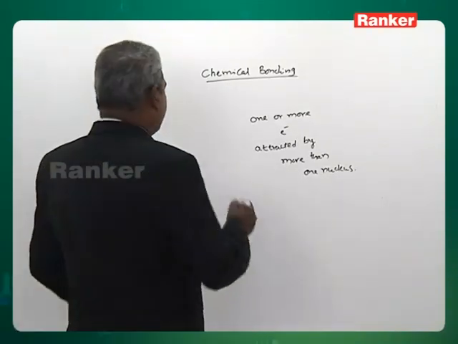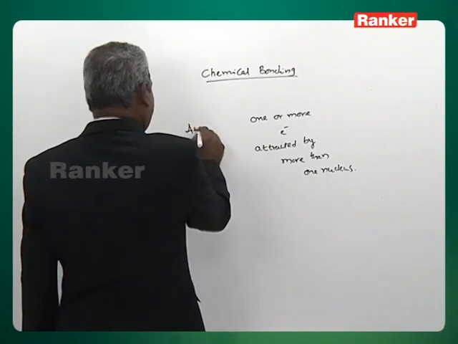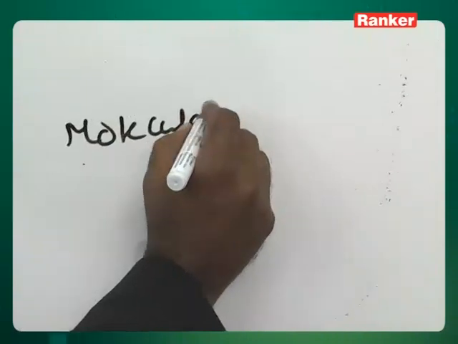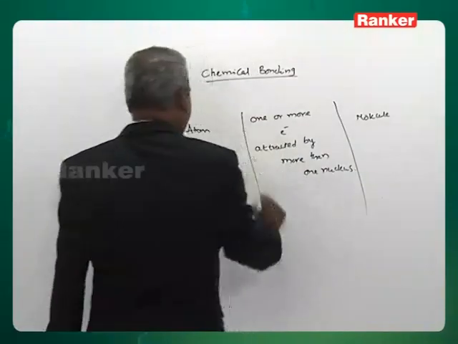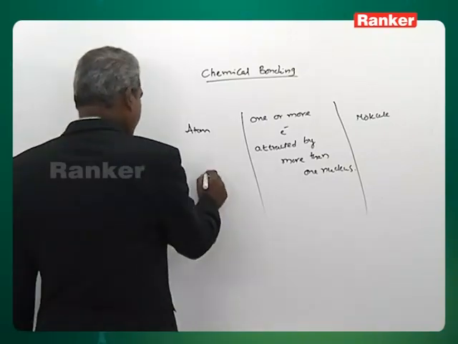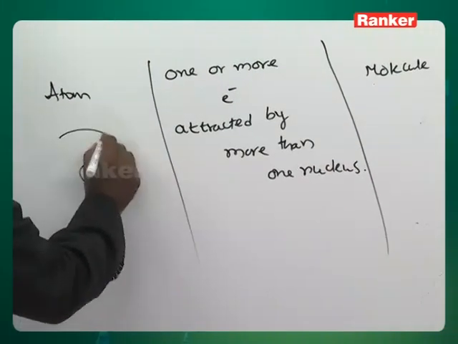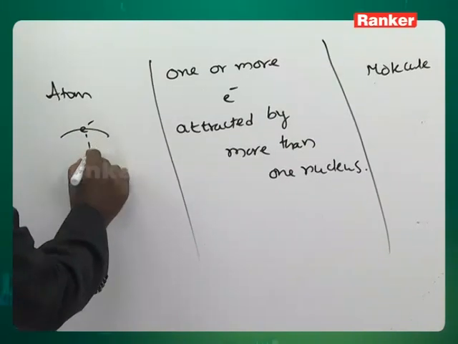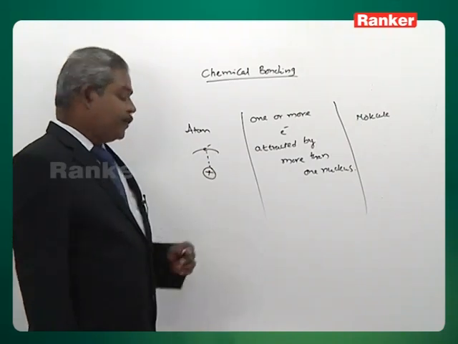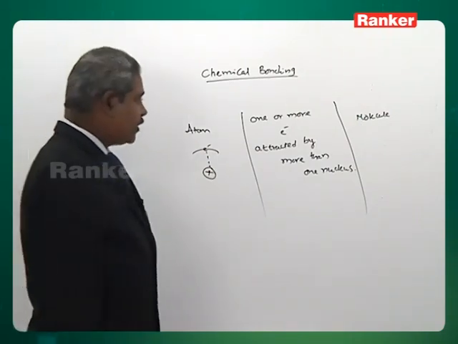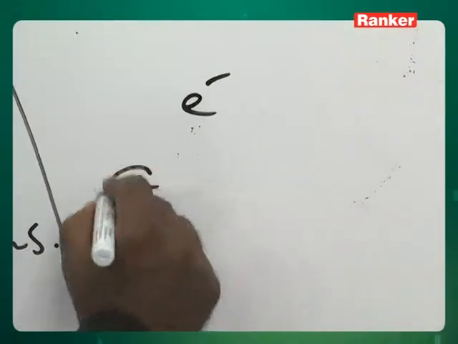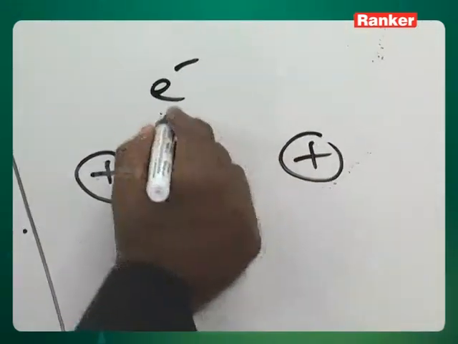What is the essential difference between an atom and a molecule? In an atom, you have only one nucleus. One nucleus attracting one electron. Electrons are under the influence of one nucleus only. In a molecule, the electrons are under the influence of more than one nucleus.